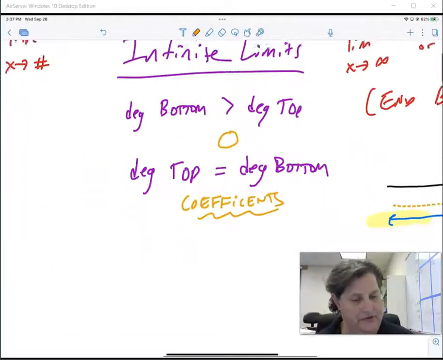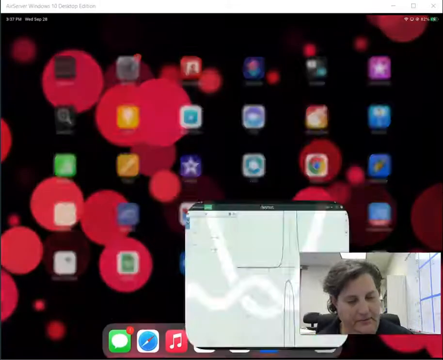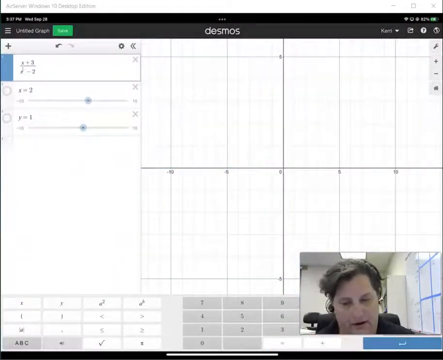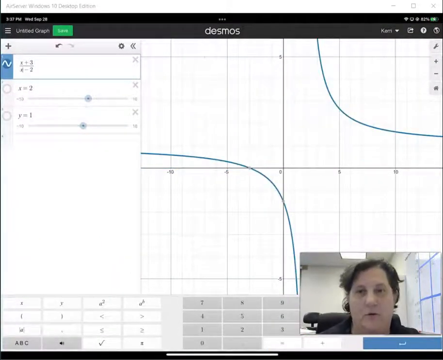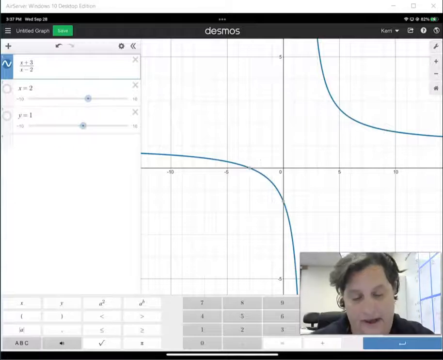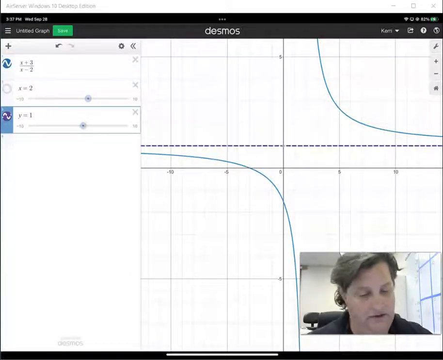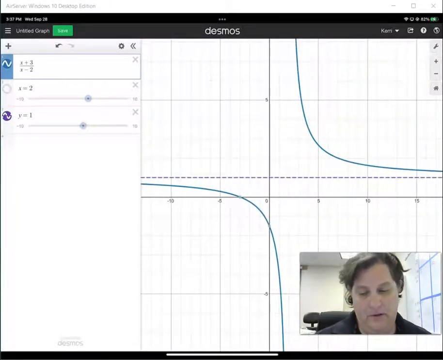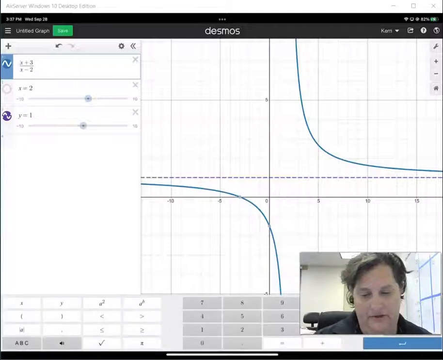Okay, so let me show you some examples real quick that I think will help it make sense. Let me get rid of that squared. So these are now, the top and bottom are equal because it's x to the first and x to the first. And we found out that my horizontal asymptote was at 1. Okay? All right, let's change this.